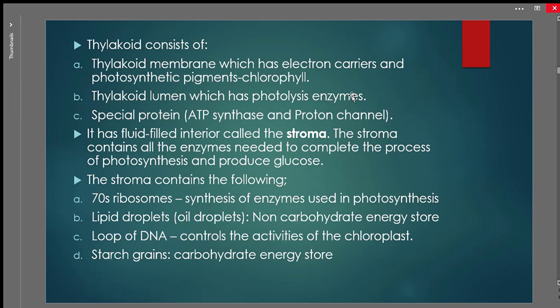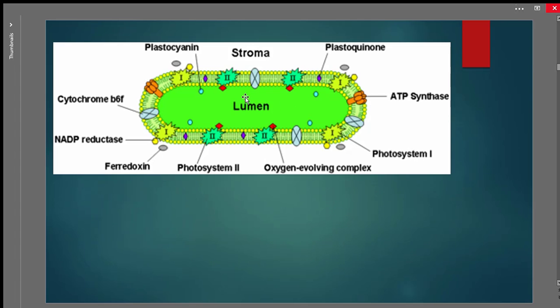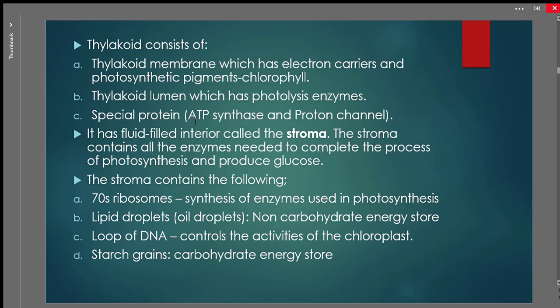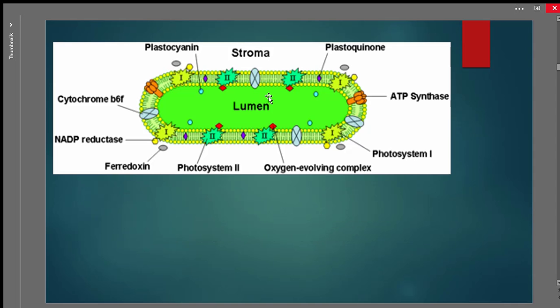Now we have the thylakoid lumen. This is where photolysis of water takes place, and if I take you back to the slide, this is where we have the thylakoid lumen. We have the special protein ATP synthase and the protein channel. Now that special protein is actually here, the ATP synthase. It looks like a flower, but you realize that it contains parts that enable it to spin as it carries out the synthesis of ATP.